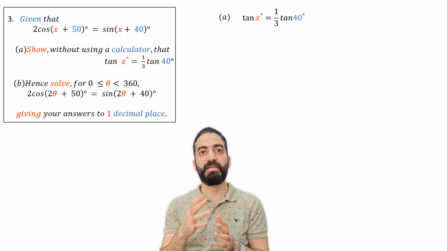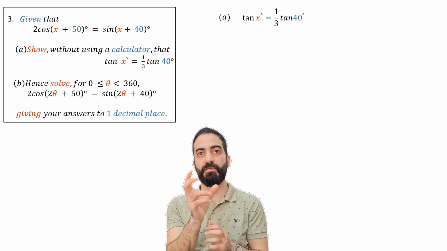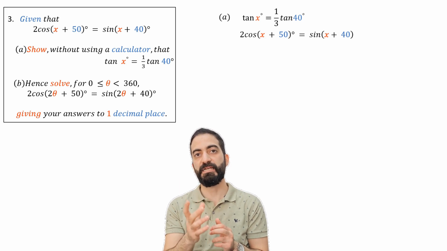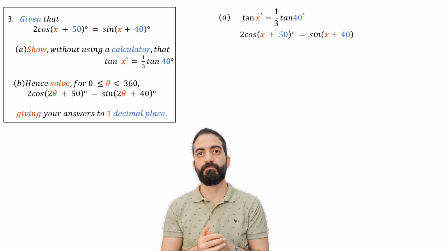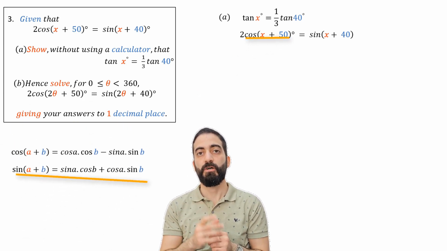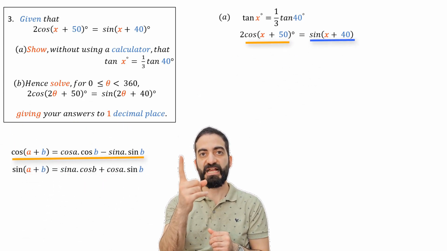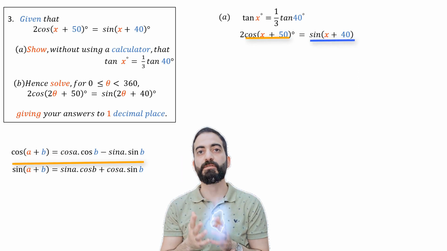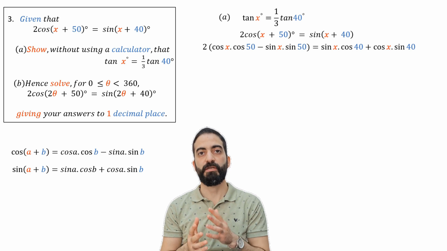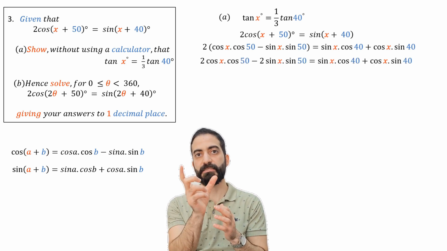We must first take advantage of the given. It is found in the given that 2 cos(x + 50) = sin(x + 40). Here at the cosine we can use this rule. Also here at the sine we can use this rule. So we have this form, which is the same as this.